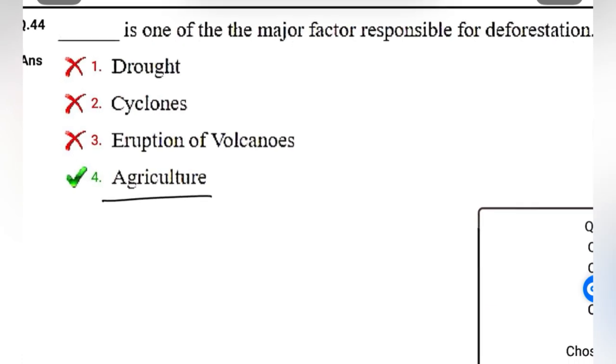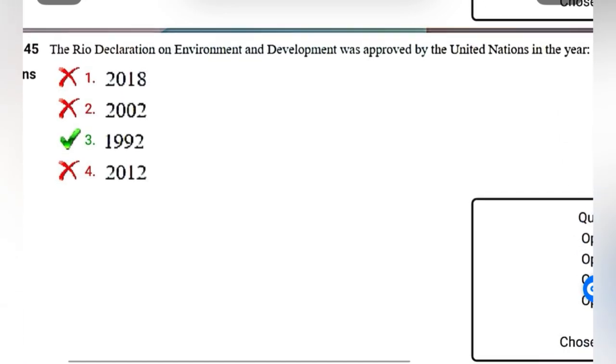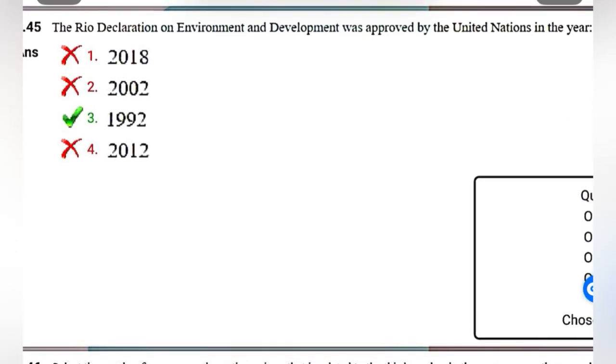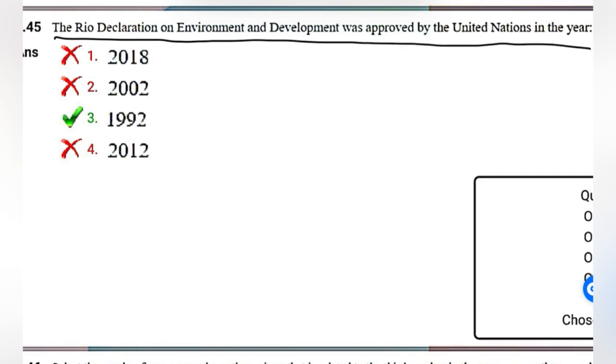Agriculture is one of the major factors responsible for deforestation. The Rio Declaration of Environment and Development was approved by the United Nations in the year 1992. This United Nations Conference on Environment and Development is also known as Earth Summit 1992. It was held in Brazil.